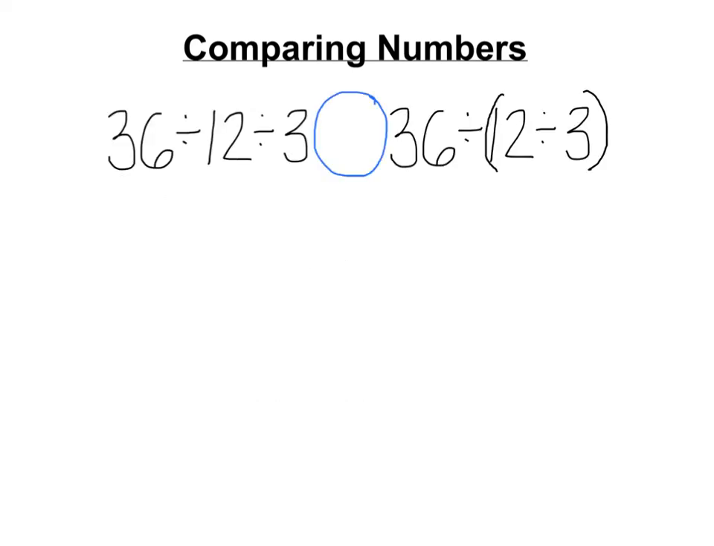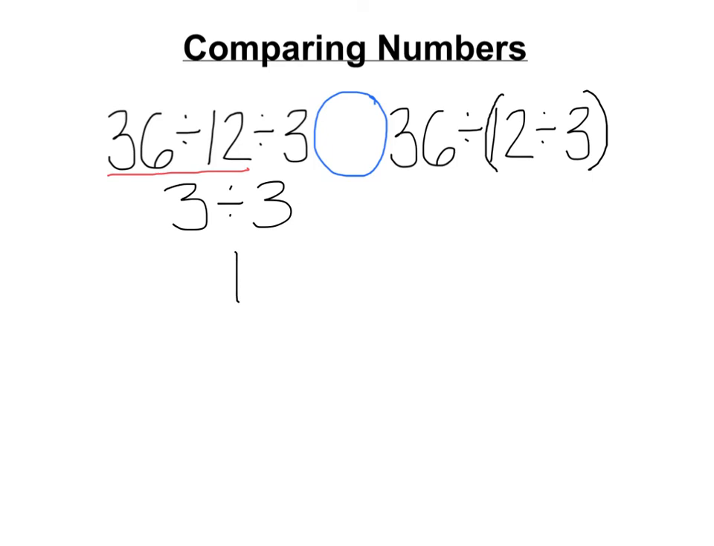Sometimes you'll be asked to compare problems. For example, 36 divided by 12, then divided by 3, or 36 divided by 12 divided by 3 in parentheses. In a problem like this, I would like you to work out each problem individually. So if we start with the left, the first thing that I'm going to do here, following the order of operations, is work left to right. So I'm going to do 36 divided by 12 is 3. Bring down my divide by 3, and then obviously I only have one thing left to do, so I'm going to do it. 3 divided by 3 is 1.